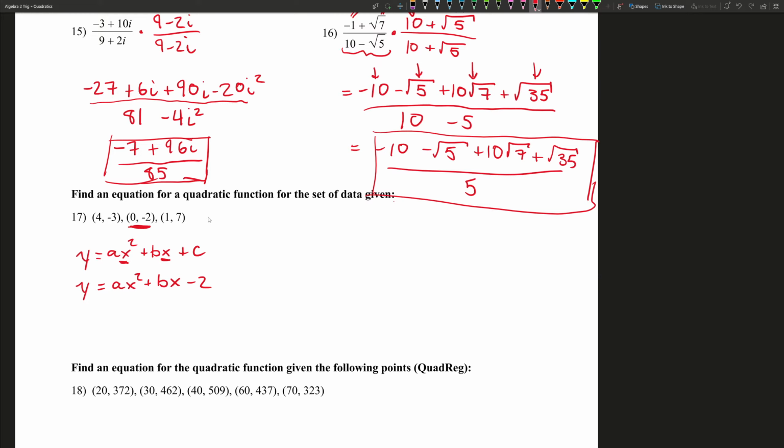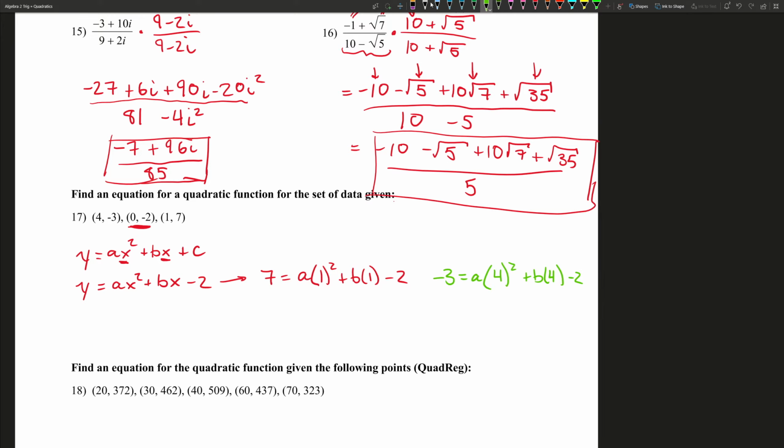And then we have to use the other two values in order to solve for a and b. Okay, so we get two equations. We get 7 is equal to a times 1 squared plus b times 1 minus 2. And we also get negative 3 is equal to a times 4 squared plus b times 4 minus 2.